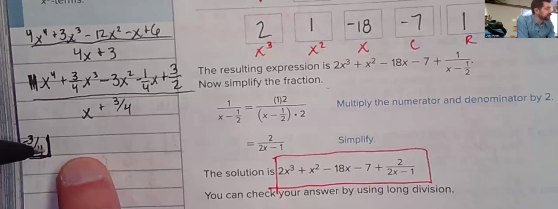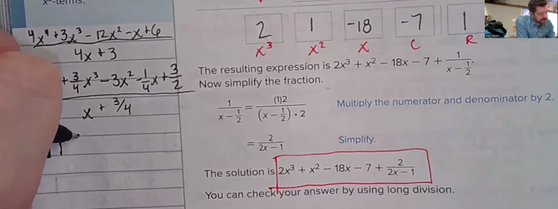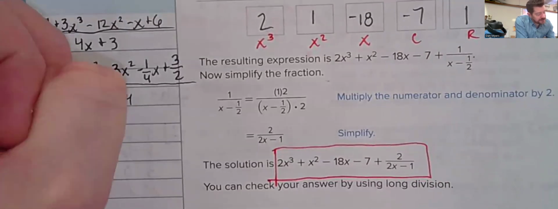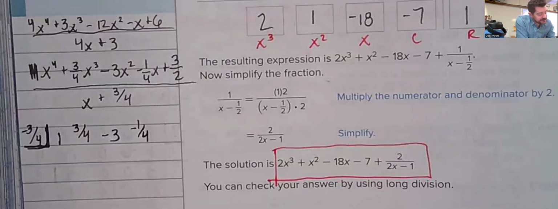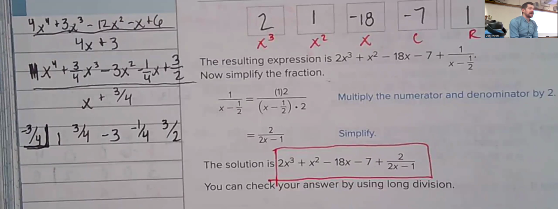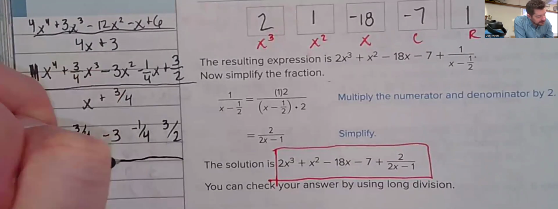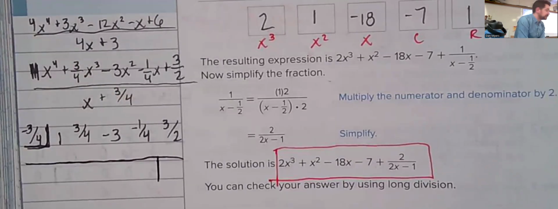What are we starting with? 1. Then what? 3/4, yeah, 1, and then 3/4, and then negative 3, and then negative 1/4, and lastly, 3/2. Kind of nice. We weren't missing any exponents on that one, so we didn't need any placeholders of 0. Then we'll go ahead and get our answer line right here. I'm going to go ahead and box this off for whatever remainder we end up with.